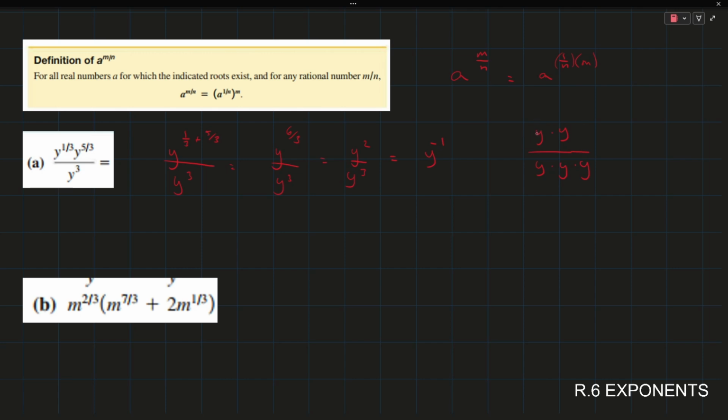Anyway, y squared in the numerator, y divided by y is 1, y divided by y is 1, and we're just left with 1 over y, which is equal to y to the negative 1st.